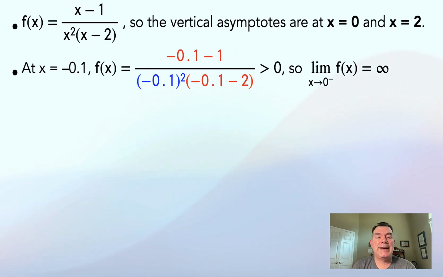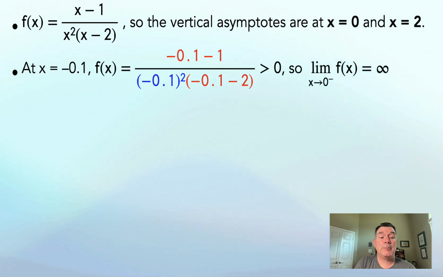So when I plug in negative 0.1, I get a negative value on the top, and I get a positive times a negative in the bottom, which means I get negative in the bottom. Negative over negative is going to be positive, so that function value is going to be greater than 0. That means that the function is on its way to positive infinity as I approach x equals 0 from the left.